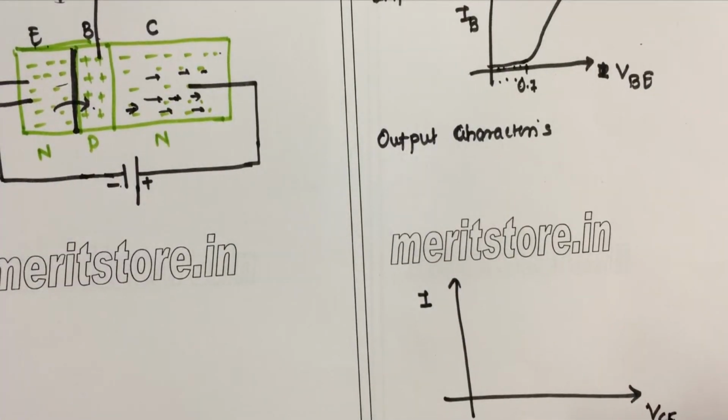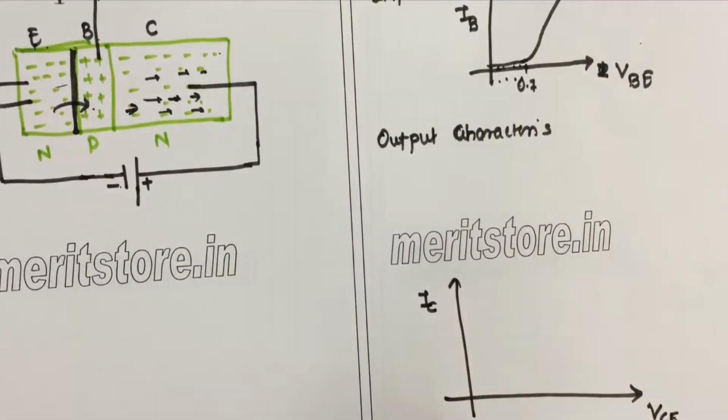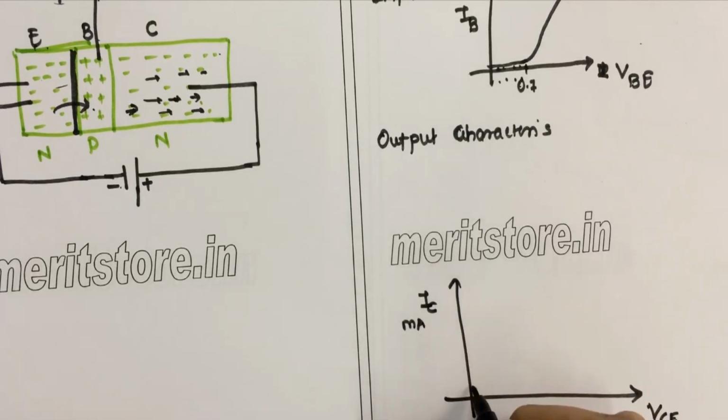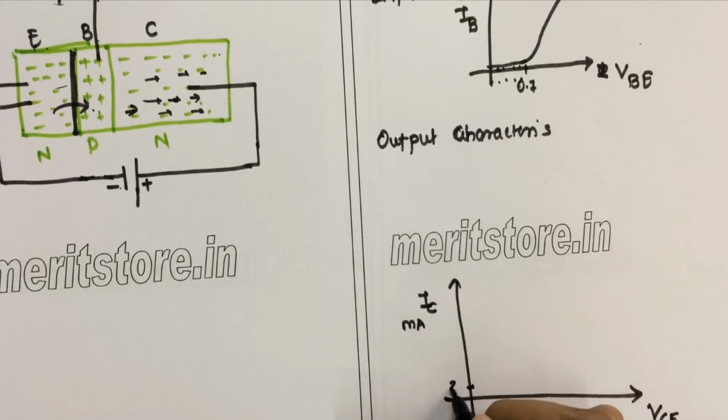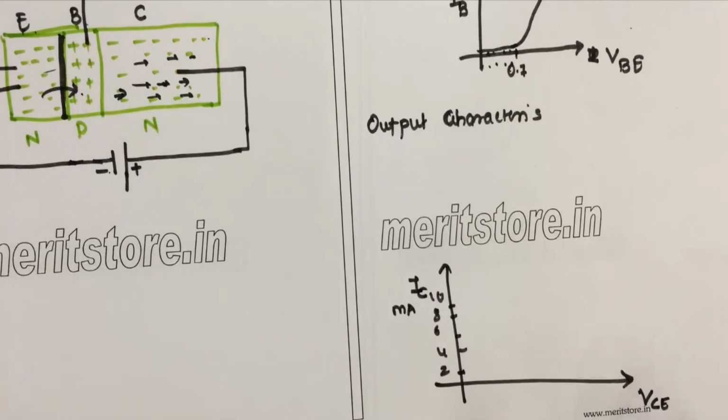So this is your collector-emitter voltage, and the current which you are going to get is from the collector, so it is the collector current. The value of collector current in milliamps can go from 0 to 2, we can take 4, you can take 6, 8, 10. And the voltage across the collector and emitter will obviously be 1, 2, 3, 4.